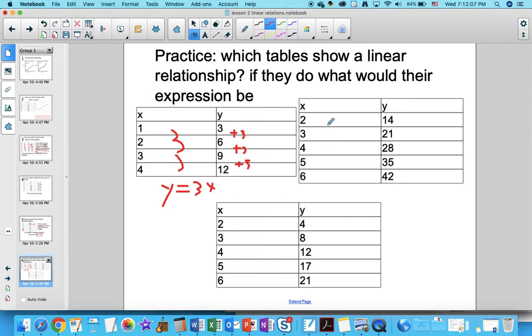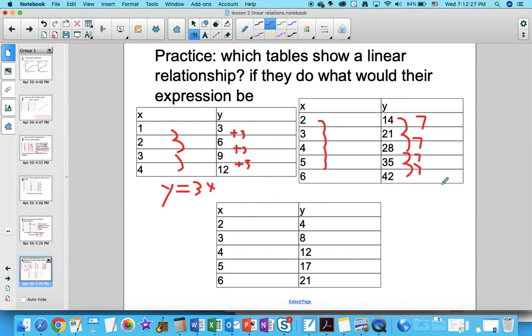Let's try this one. We start at 2. We go 2 to 3 to 4 to 5 to 6. We're going up by 1. Cool. Every time x goes up by 1, y is going up by 7.